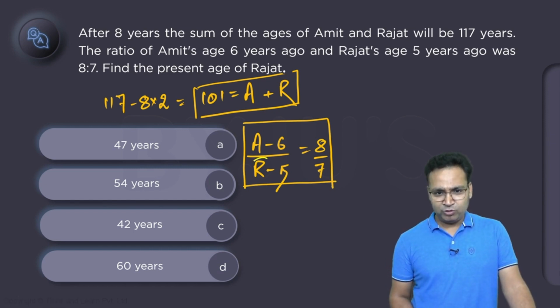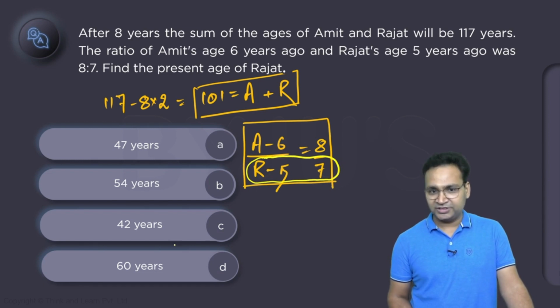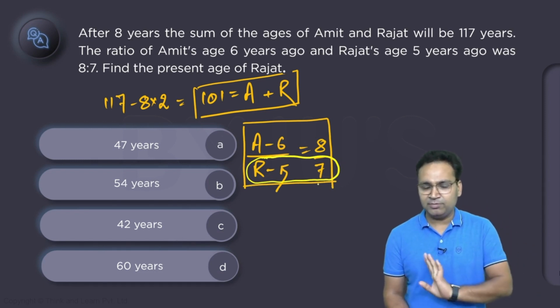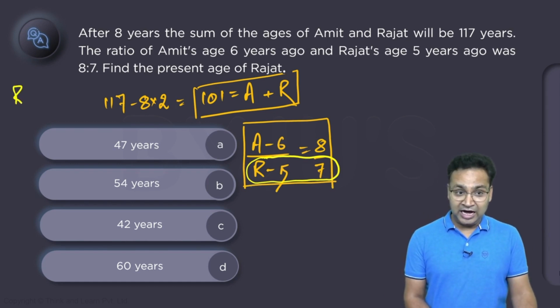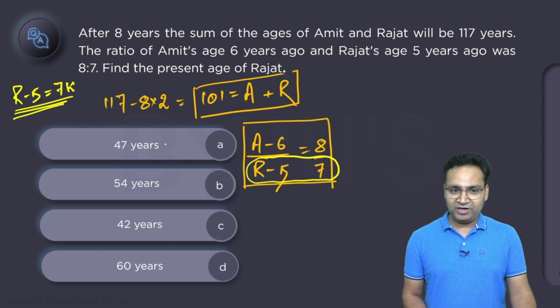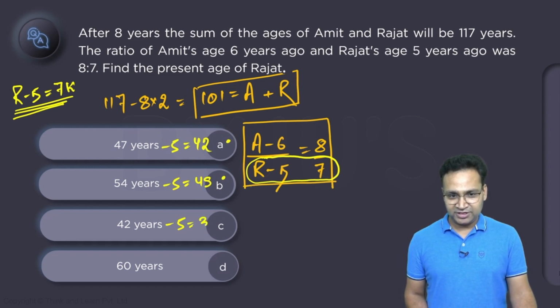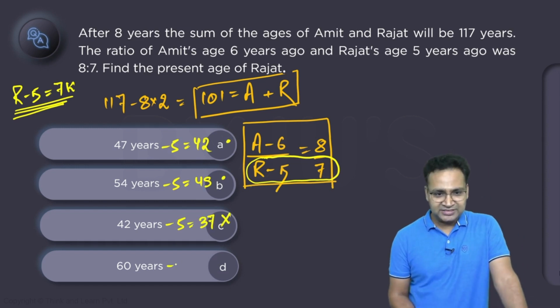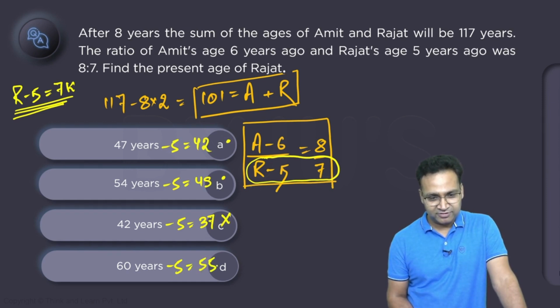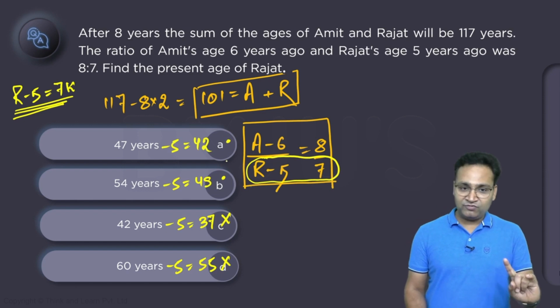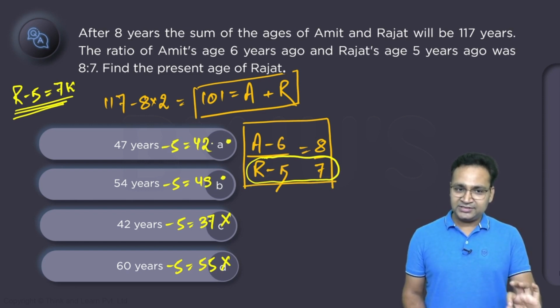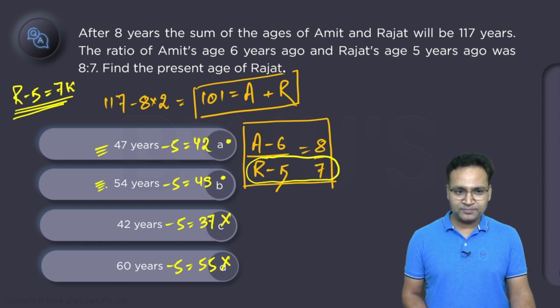Looking at this part, they are asking the present age of Rajat. R minus 5 must be a multiple of 7. That's an important observation. 47 minus 5, 42, it may be the correct answer. 54 minus 5, 49, it may be the correct answer. 42 minus 5, 37, it is not a correct answer. 60 minus 5, 55, it is not a correct answer. So I am confused between two answer options. My answer can be either 47 or 54.